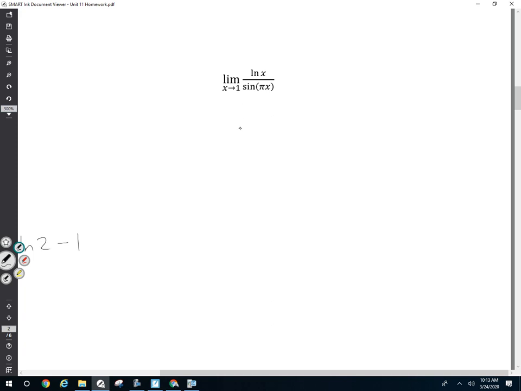Limit as x approaches 1, log x over sine pi x. I plug in 1, it's 0 over 0. So I'm going to use L'Hopital's rule, 1 over x over cos pi x times pi. It's very important that you show this step. If you do not show that you can use L'Hopital's rule, you won't get full points on a free response question. So make sure you show the 0 over 0.